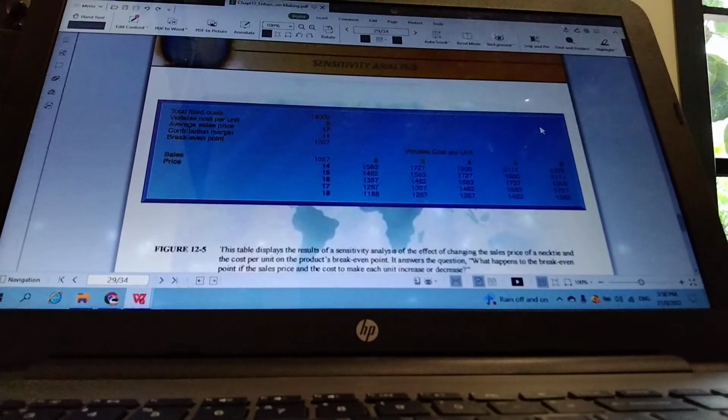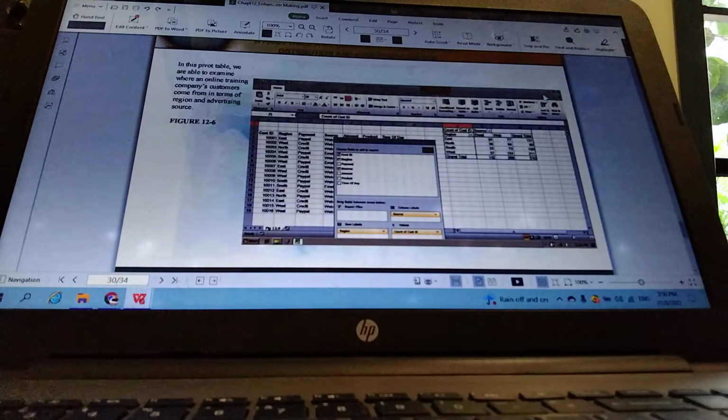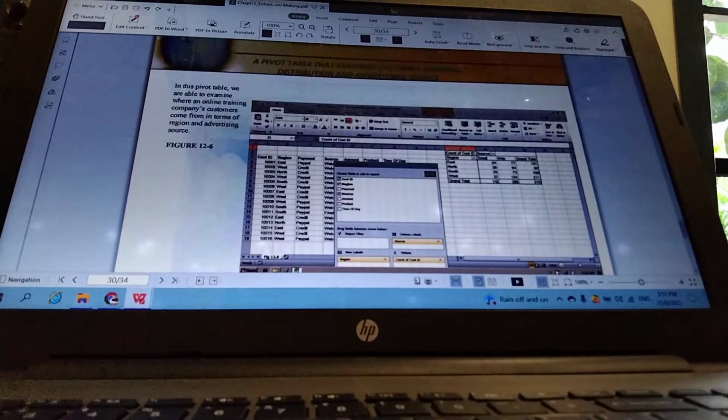There is an example of sensitivity analysis that can be done using BI and BA systems. Please take a look, go through this, and study the data provided by yourself. There is another example given of how a pivot table can be used for the same purpose, using a simple tool like Excel, which is part of your Microsoft Office, for business intelligence purposes.